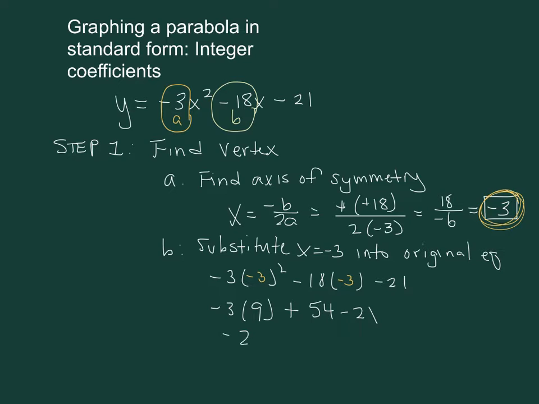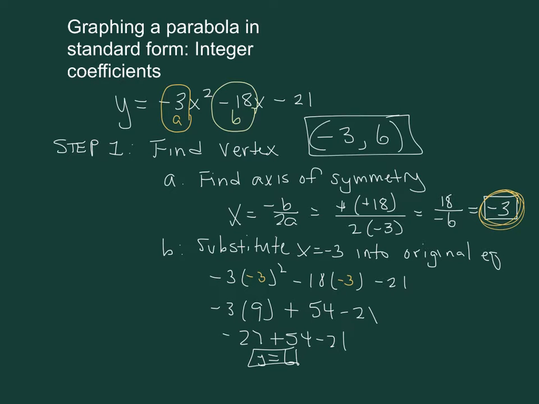So now we're going to have negative 27 plus 54 minus 21. Let's go ahead and plug those into a calculator. Negative 27 plus 54 minus 21, that's 6. And that's my y value. So my vertex is going to be negative 3, comma 6. The reason I'm saying it's negative 3, comma 6 is because that's my x value, which is right here, and that's my y value, which is right here. And that's how you solve it. So you've already done this step in the previous problem. So we found the vertex.